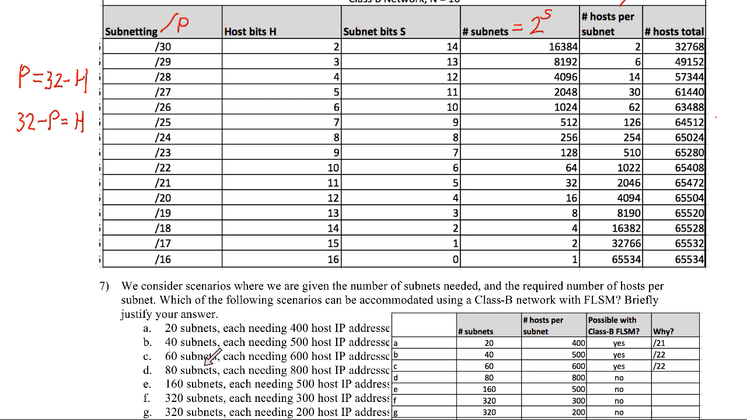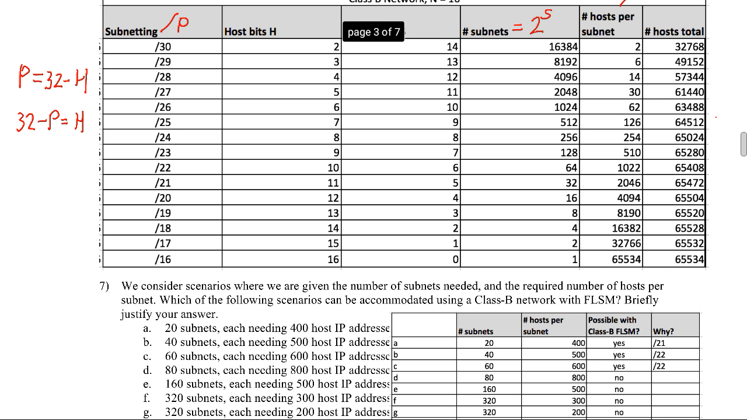How about 80 with 800? For 80 subnets, I got to run all the way up to a /23, and then I've only got 510 hosts per subnet. I do not have 800, and so that's a no. Now I'm looking for 160 with 500. For 160, I can't use a /23. I've got to go up to a /24, and I'll get 256 subnets with 254 IP addresses each. 254 is less than the 500 I'm requesting, so E is a no also.